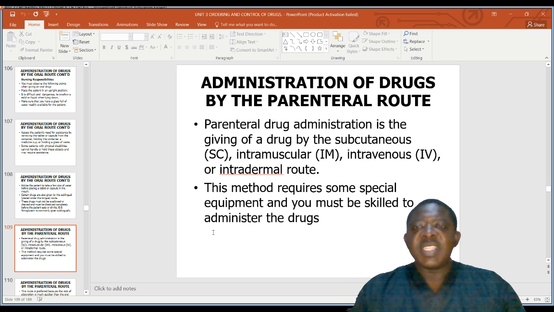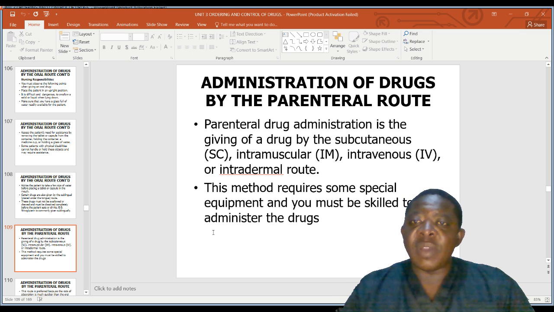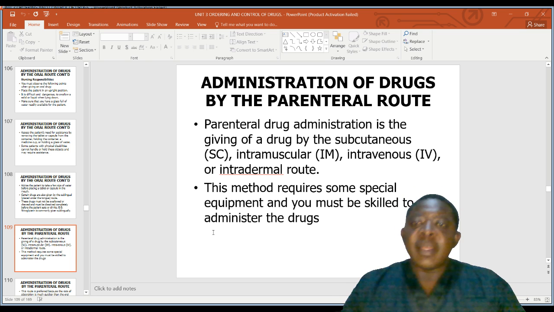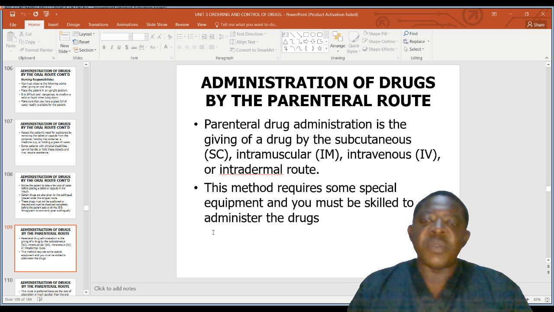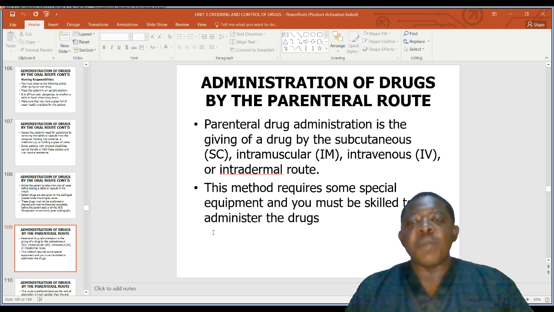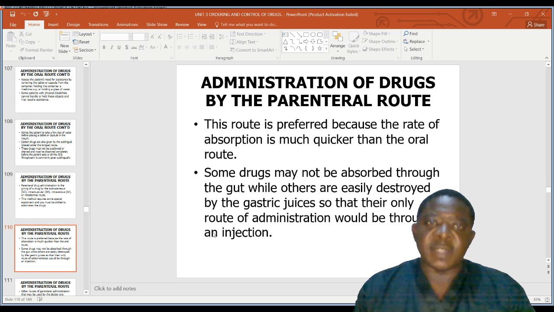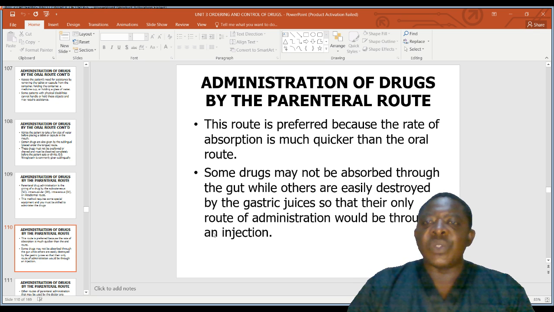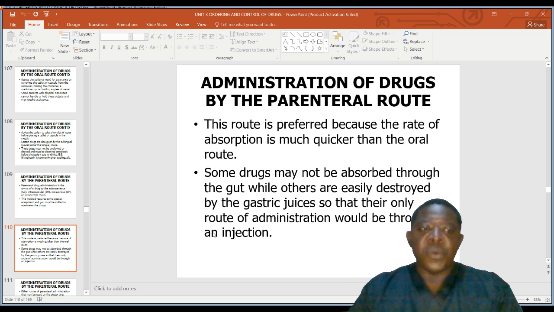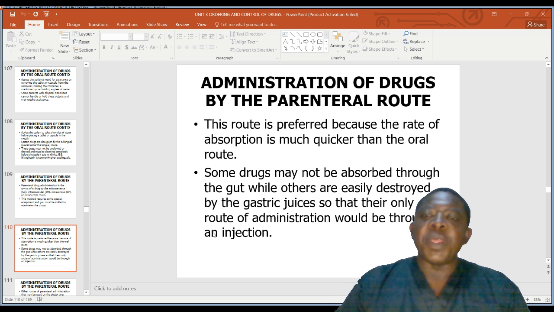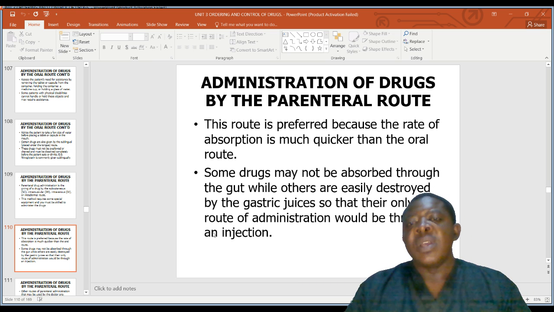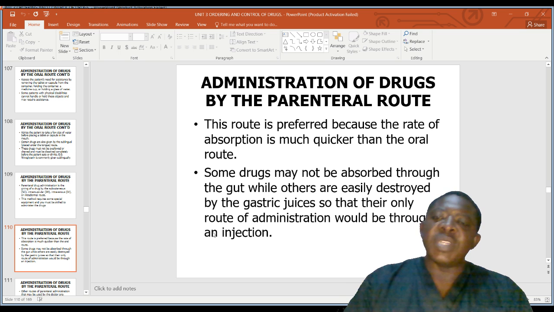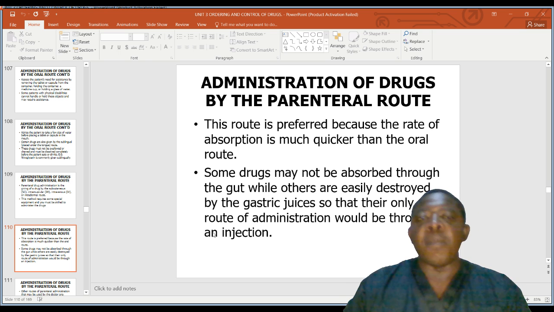Parenteral drug administration. Okay, so now on administration of drug, parenteral drug administration is the giving of a drug by the subcutaneous, intramuscular, intravenous or intradermal routes. This method requires some special equipment and you must be skilled to administer these drugs. This route is preferred because the rate of absorption is much quicker than the oral route. Some drugs may not be absorbed through the gut, while others are easily destroyed by the gastric juices, so that the only route of administration may just be by injectable or parenteral route.